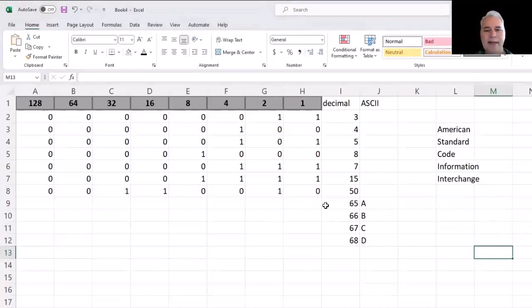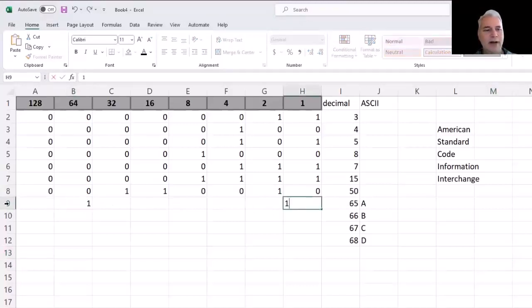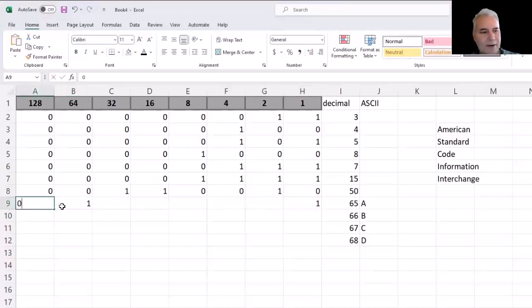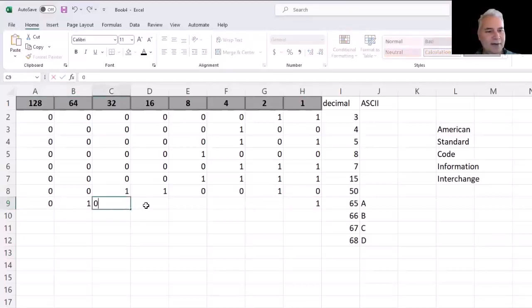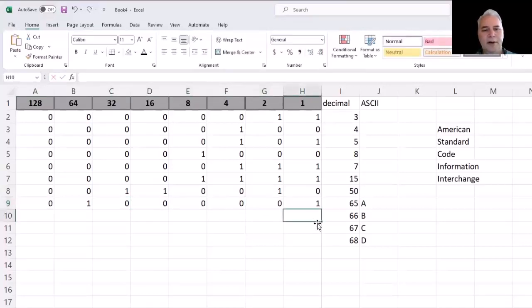So let's figure out the ASCII here. So how would I make 65 for capital A? 1 in the 64s and then plus 1, right? So actually, and then if I fill in the zeros, 0, 0, 0, 0, 0, 1, and that's 65, and that's capital A. Excellent.